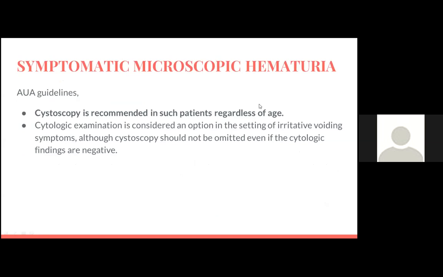For symptomatic microscopic hematuria, the AUA guidelines recommend cystoscopy in such patients regardless of age. Cytologic examination is considered an option in the setting of irritative voiding symptoms, although cystoscopy should not be omitted even if the cytologic findings are negative. Moreover, although routine cytology is not recommended as part of routine evaluation for an asymptomatic patient with microscopic hematuria, cytologic examination is considered an option in the setting of irritative voiding symptoms.